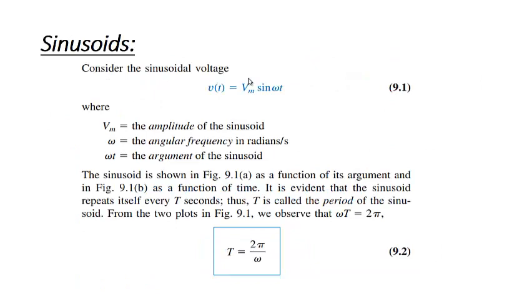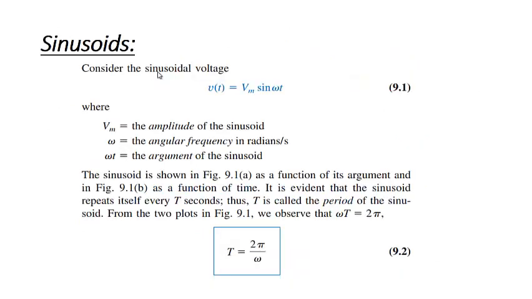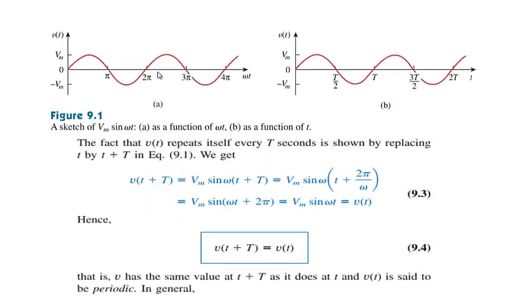It is evident that the sinusoid repeats itself every T seconds. You can see over here it repeats itself at every T seconds, or here it repeats itself at every 2 pi seconds. That means the time period of the sinusoid here is 2 pi. So this T is called the period of the sinusoid.